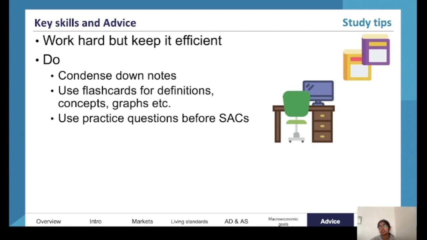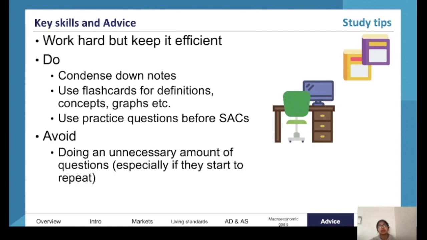Practice questions. Definitely do practice questions. This will really improve your responses to practice SACs. Something I'd say you avoid, don't do unnecessary amounts of questions. So don't do 50 questions asking you to define relative scarcity. Just make sure you're practicing all areas and you focus on your weakness while you study.